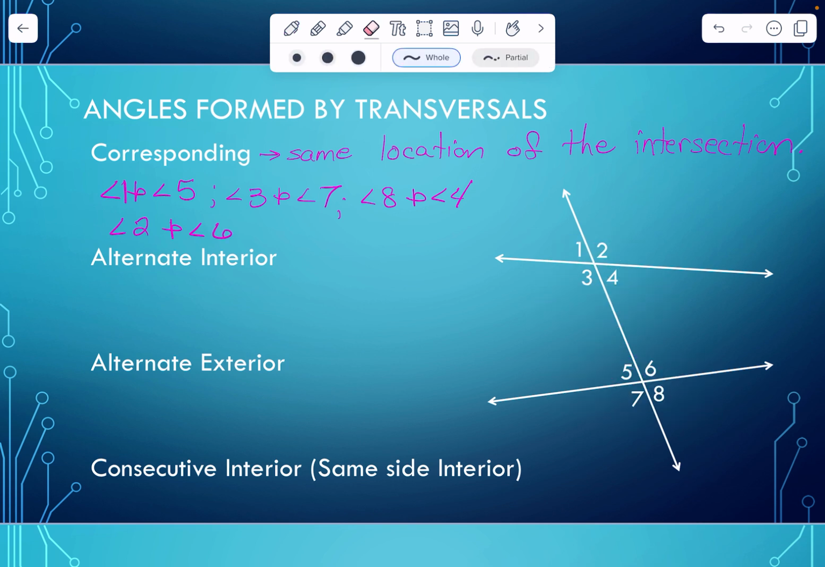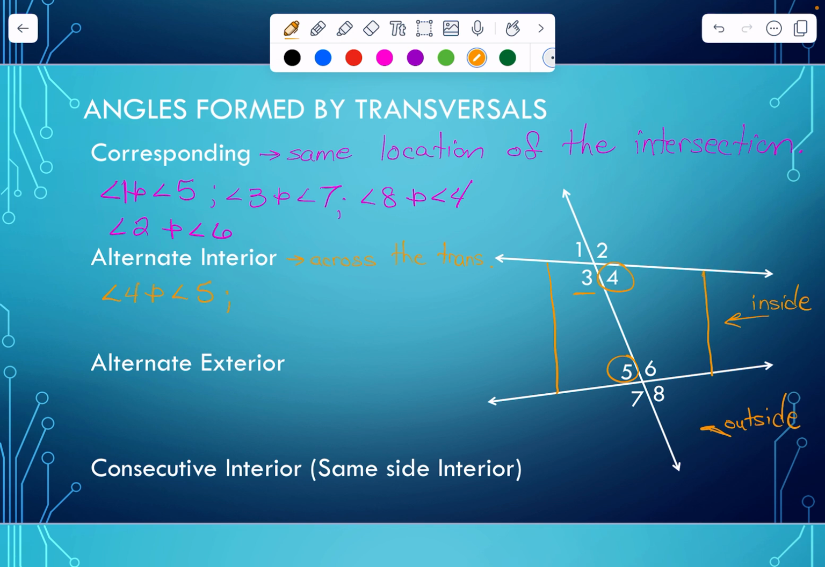Next, the next one we have is alternate interior. The word alternate means across the transversal, but on the inside. So what I always like to think of is if you kind of draw a box between your two lines, here's your inside, and this is your outside of the box. So when we say alternate interiors, you would be thinking 3 goes to 5, or sorry, 4 goes to 5, and you have 3 to 6. And those are alternate interiors.